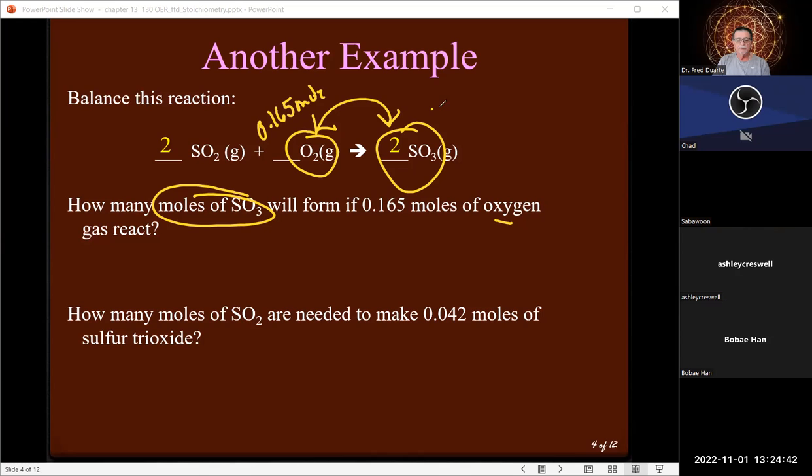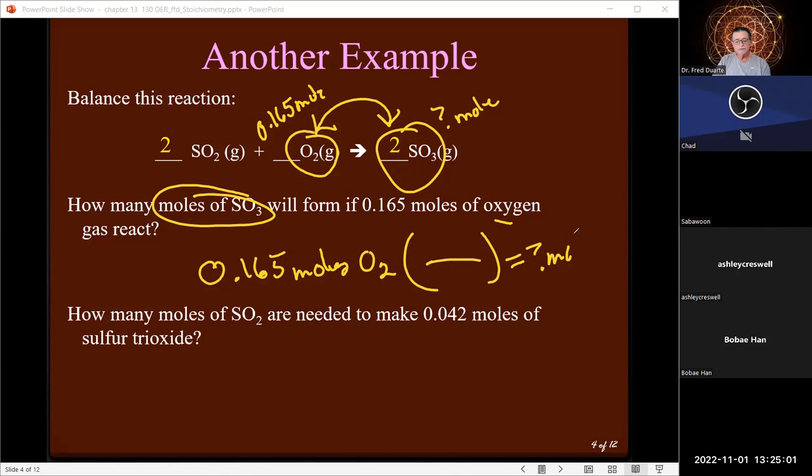Okay, and what I'm looking for is how many moles of this. All right, so I write down what I'm given, 0.165 moles of oxygen. Obviously, I'm going to have a conversion factor here, and I'm looking for moles of sulfur trioxide. So O2 is in the denominator and SO3 in the numerator.